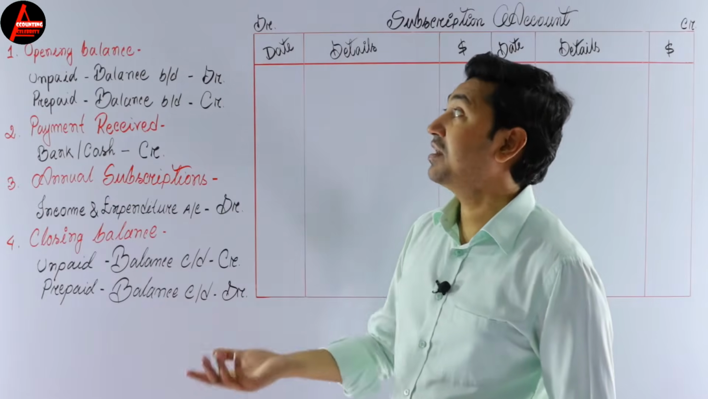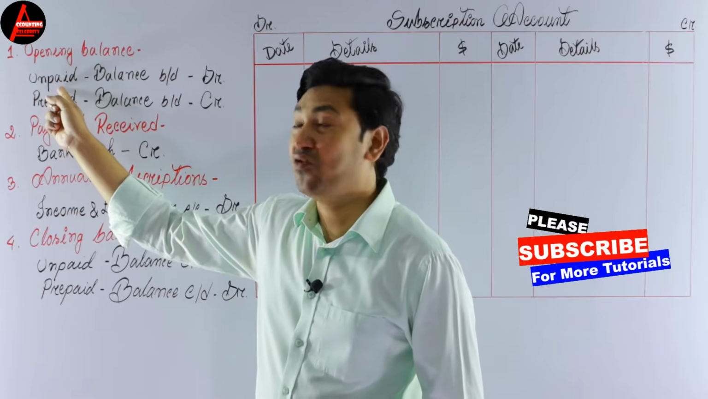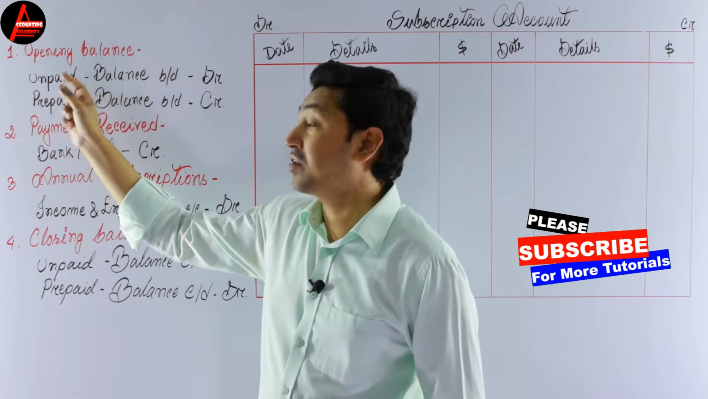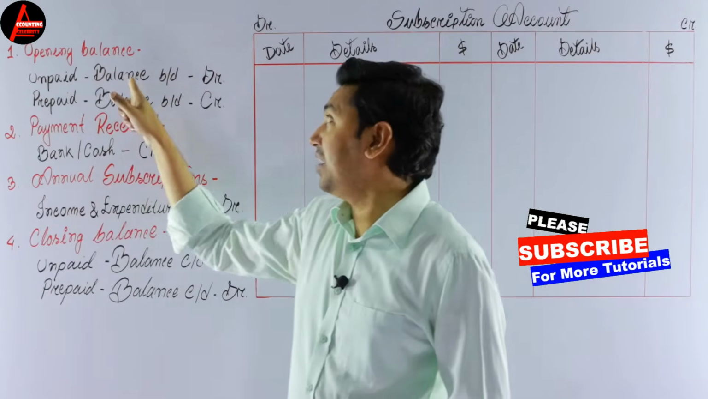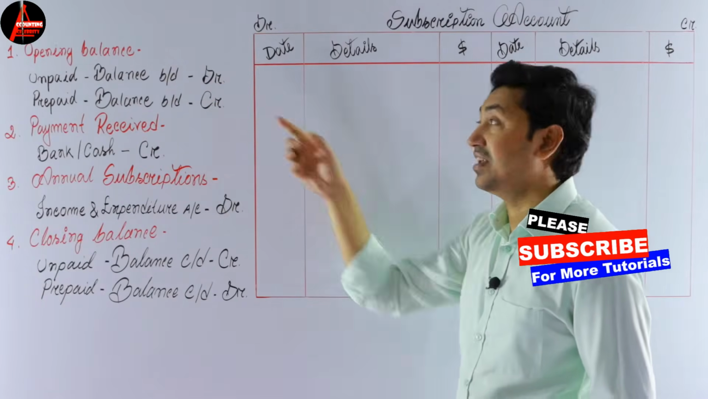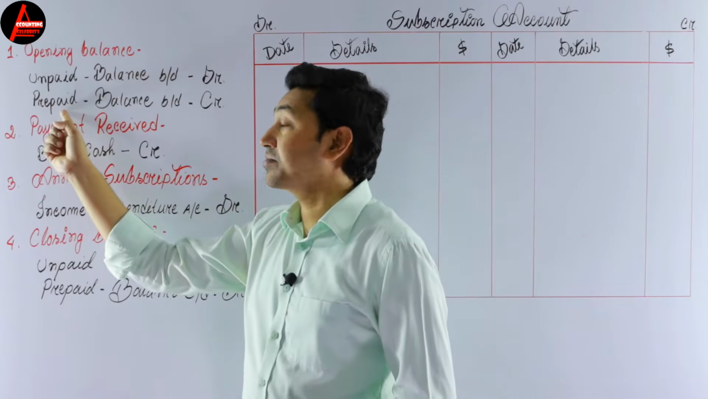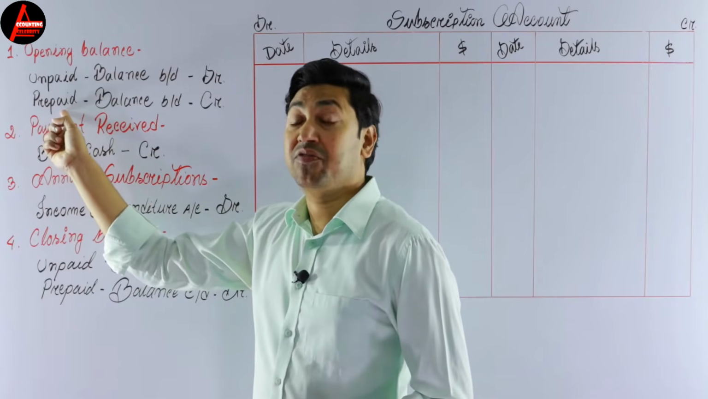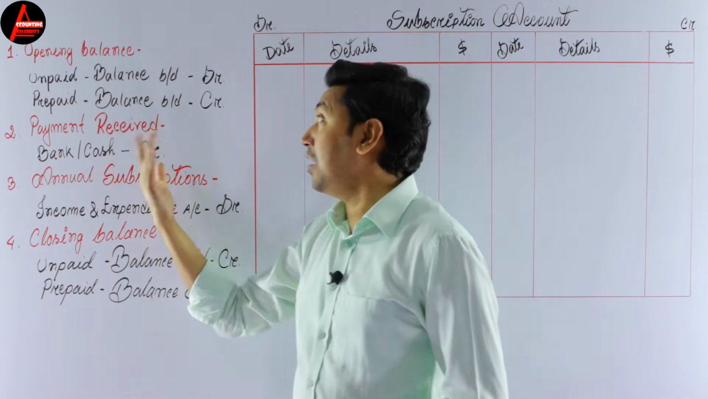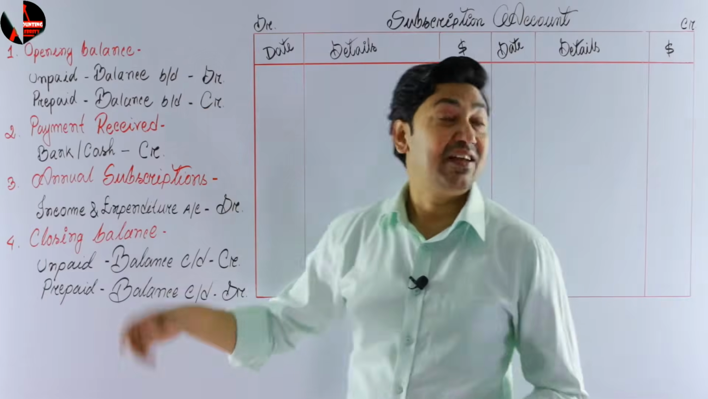If there is any unpaid, owing, accrued, arrears, outstanding, whatever you call it, unpaid balance on the first day of the financial period, it is a balance b/d and will be recorded here on the debit side. And if there is any advance or prepaid subscription on the first day of the financial period, it is the same, balance b/d, and will be recorded on the credit side here.